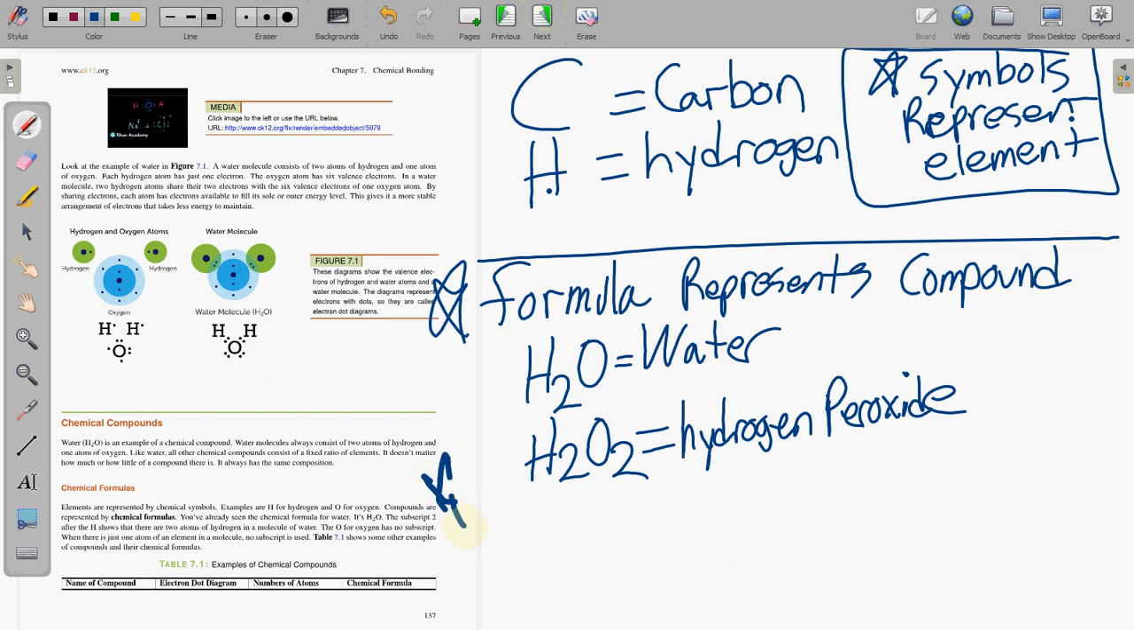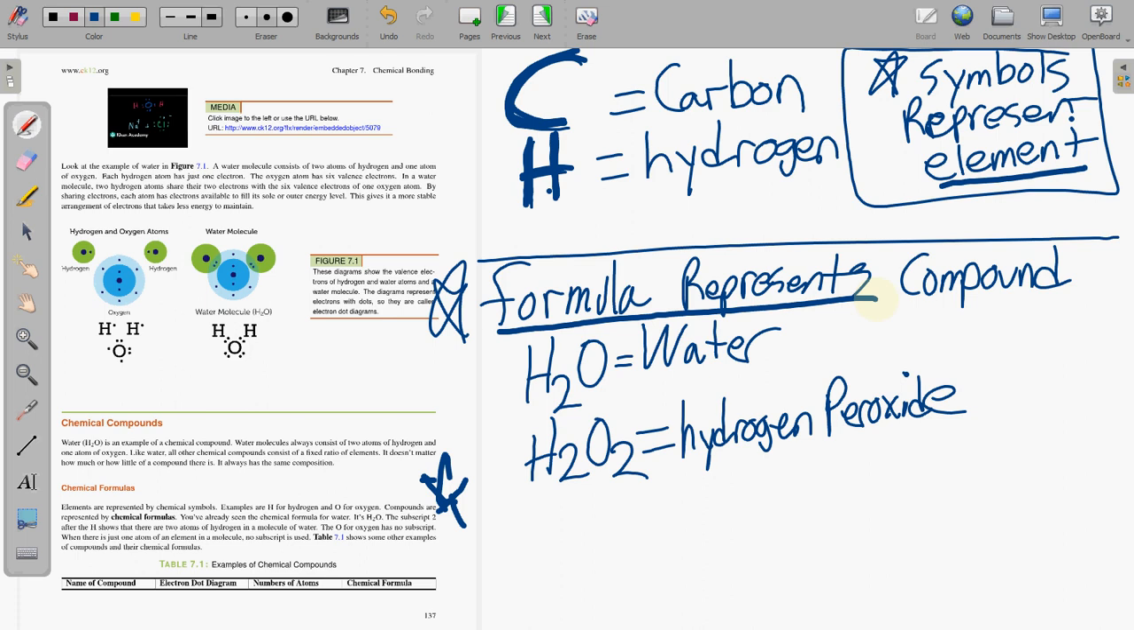Down here, they start talking about chemical formulas. All right, so first, we need to remember that a formula is different than a symbol. A symbol represents an element. So carbon, the symbol is C. The symbol for hydrogen is an H. Okay? A chemical formula represents the compound, the ratio of elements in the compound.